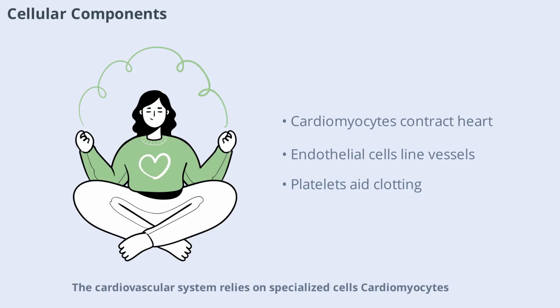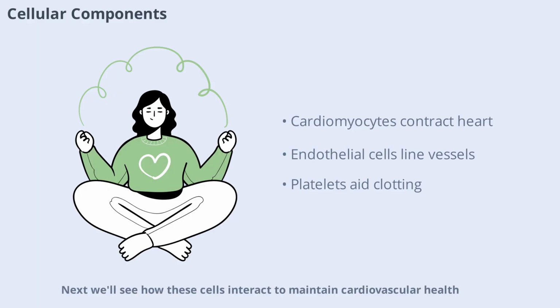The cardiovascular system relies on specialized cells. Cardiomyocytes, or heart muscle cells, generate force for contractions. Endothelial cells line blood vessels, controlling permeability and blood flow. Smooth muscle cells regulate vessel diameter, affecting blood pressure. Red blood cells transport oxygen while white blood cells defend against pathogens. Platelets help with clotting. Each cell type plays a unique role and their dysfunction can lead to disease. Next, we'll see how these cells interact to maintain cardiovascular health.